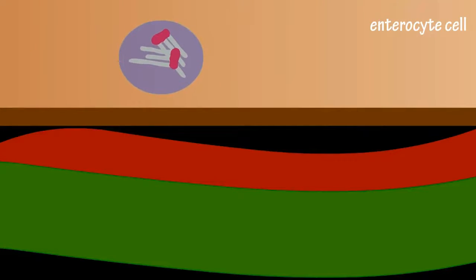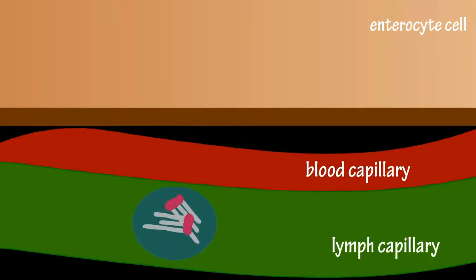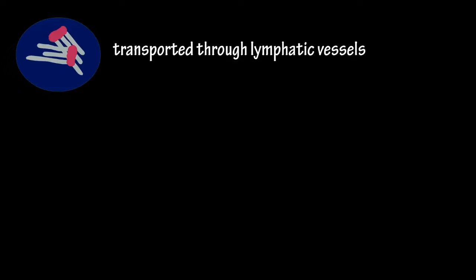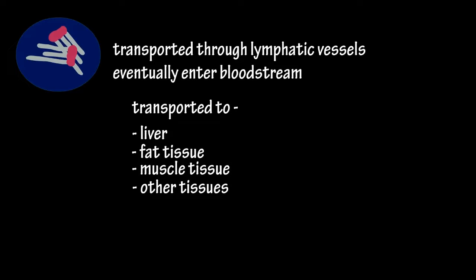On the other side of the enterocyte cells, these chylomicrons are too large to enter into blood capillary walls, so they enter into lacteals, which are lymph capillaries. The chylomicrons are then transported through the lymphatic vessels and eventually enter blood, where they are delivered to the liver, fat tissue, muscle tissue, and to other tissues as well, where they can be stored or used by cells. So folks, that's the basics on how triglycerides or fats are digested and absorbed in our bodies.